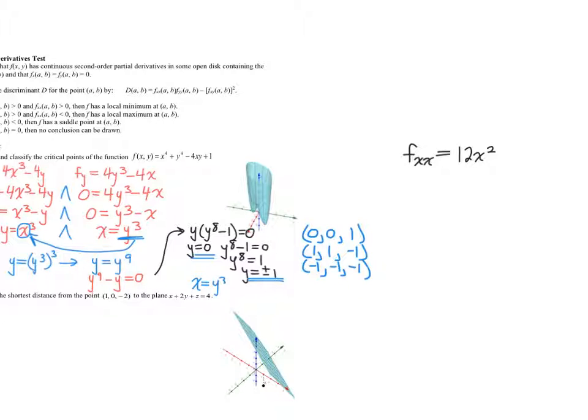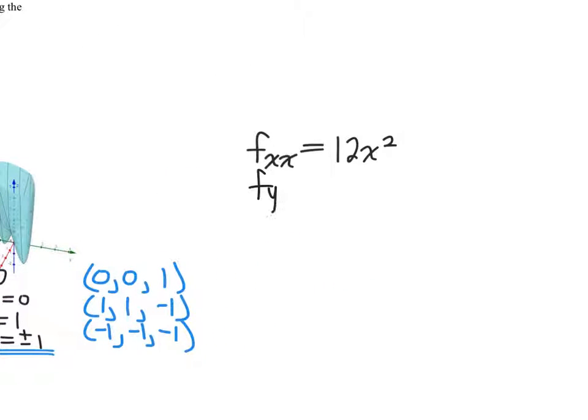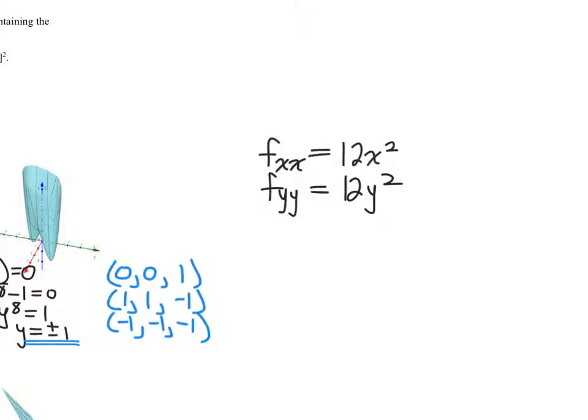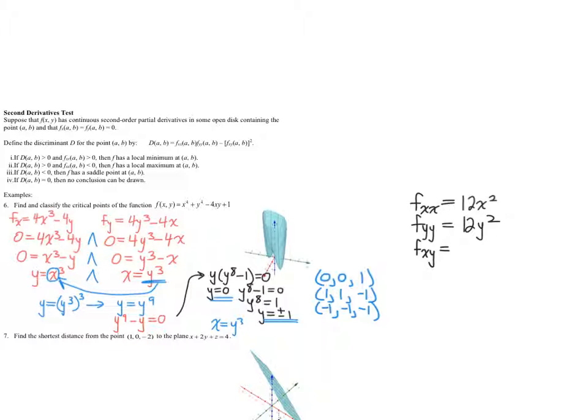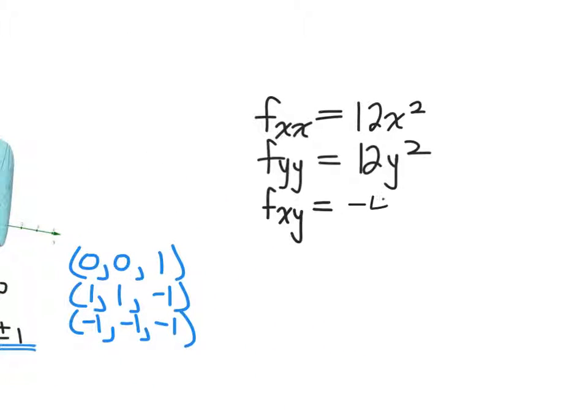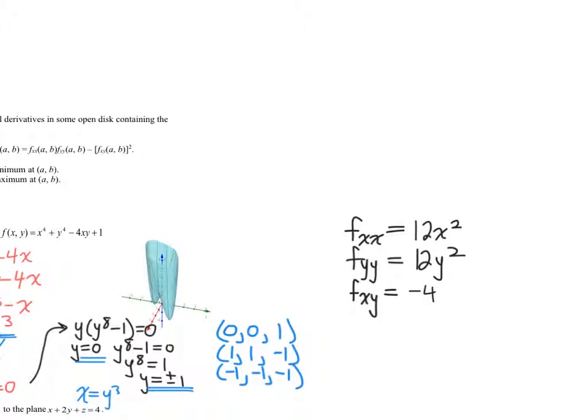f sub yy, that's going to be 12y squared. So for each of these xy pairings, I also need the mixed second order partial, f x y. So I'll take my x model and do it with respect to y, which is a lot easier. It's just a -4. So that's nice. Again, I'm going to evaluate each of these for each of the coordinates and see what my D value is.